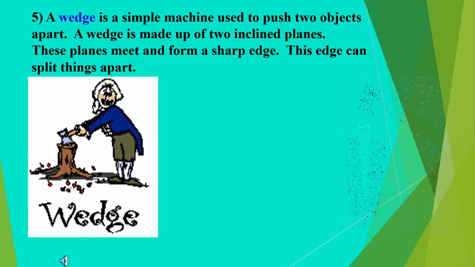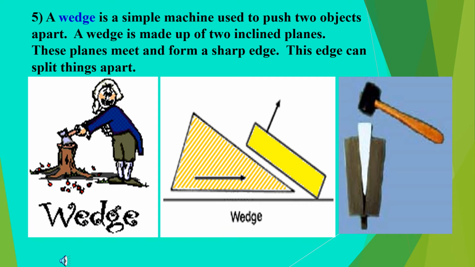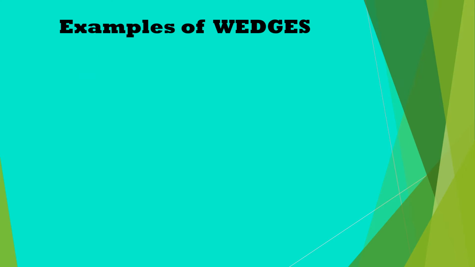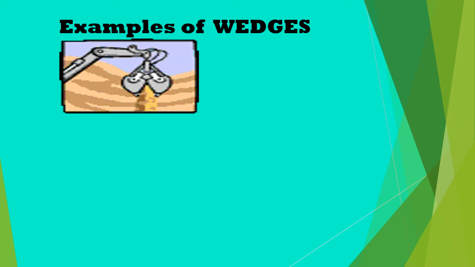Number 5, a wedge. A wedge is a simple machine used to push 2 objects apart. A wedge is made up of 2 inclined planes. These planes meet and form a sharp edge. This edge can split things apart. Some examples of wedges.